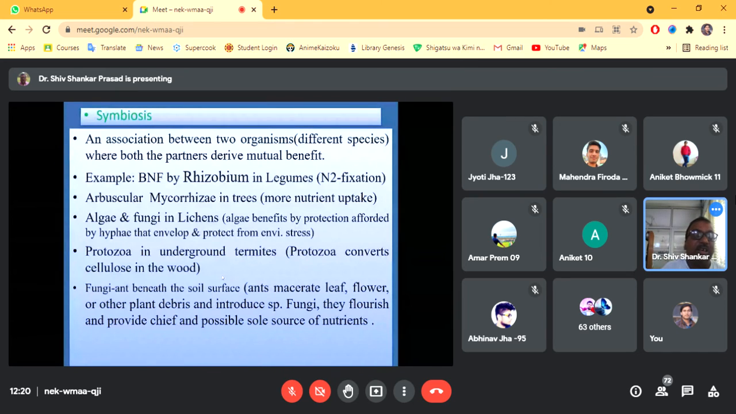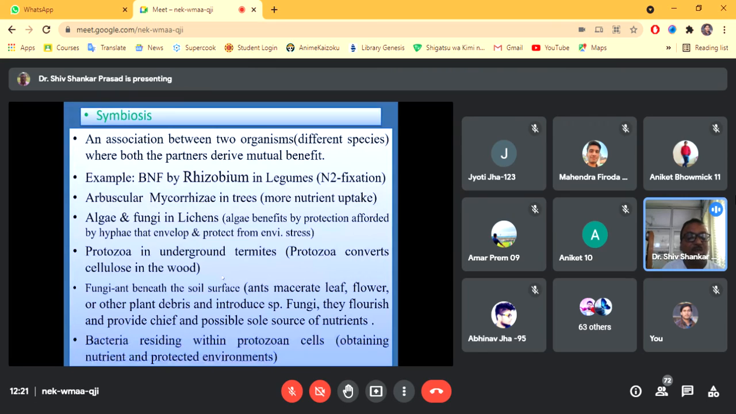They collect leaves as a food material. And in these food materials, they incorporate certain fungi into these leaves. The ants macerate leaves, flowers, or other plant debris and introduce some specific fungi. They flourish there and provide cheap and possible sources of nutrients after a certain period. So these interactions come under the symbiotic relationship.